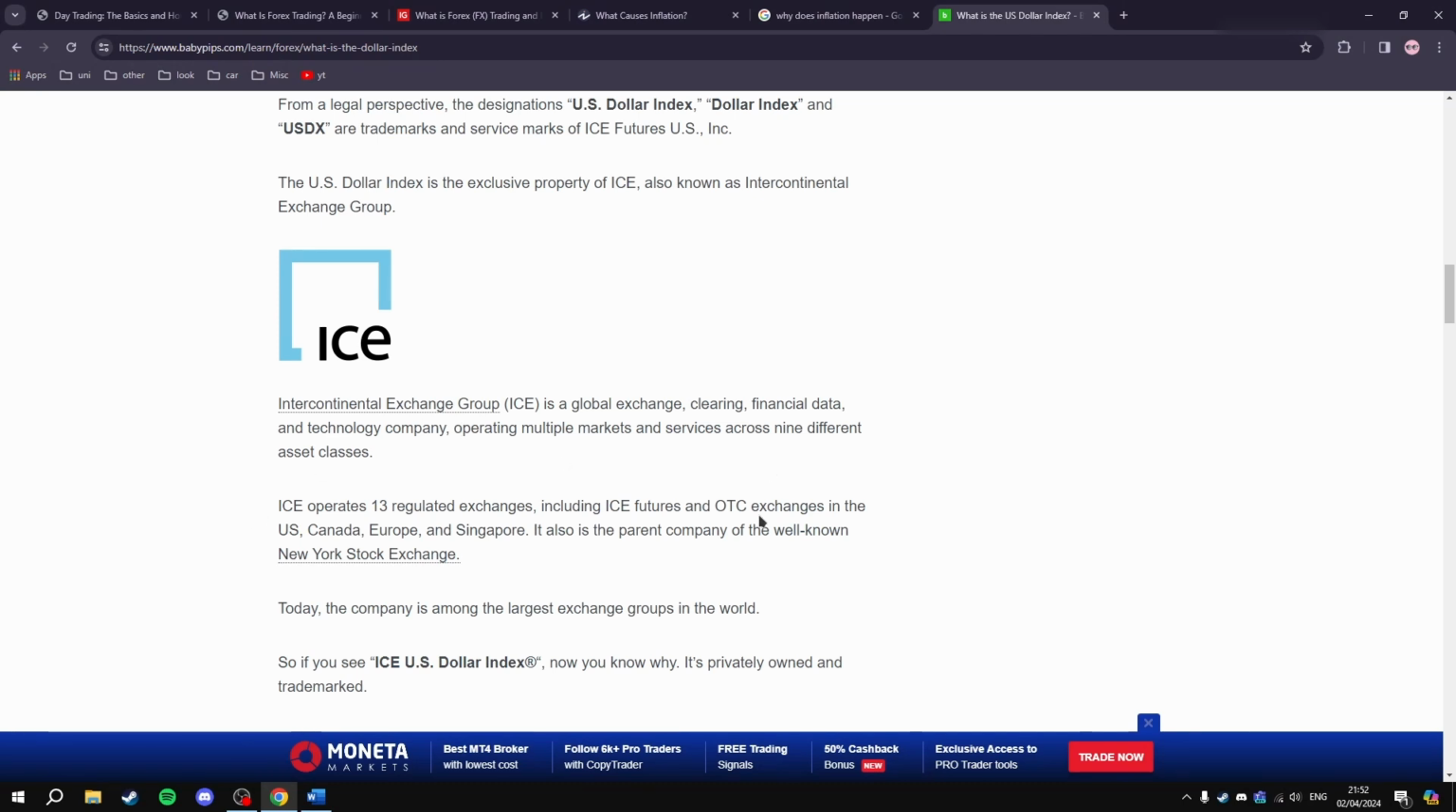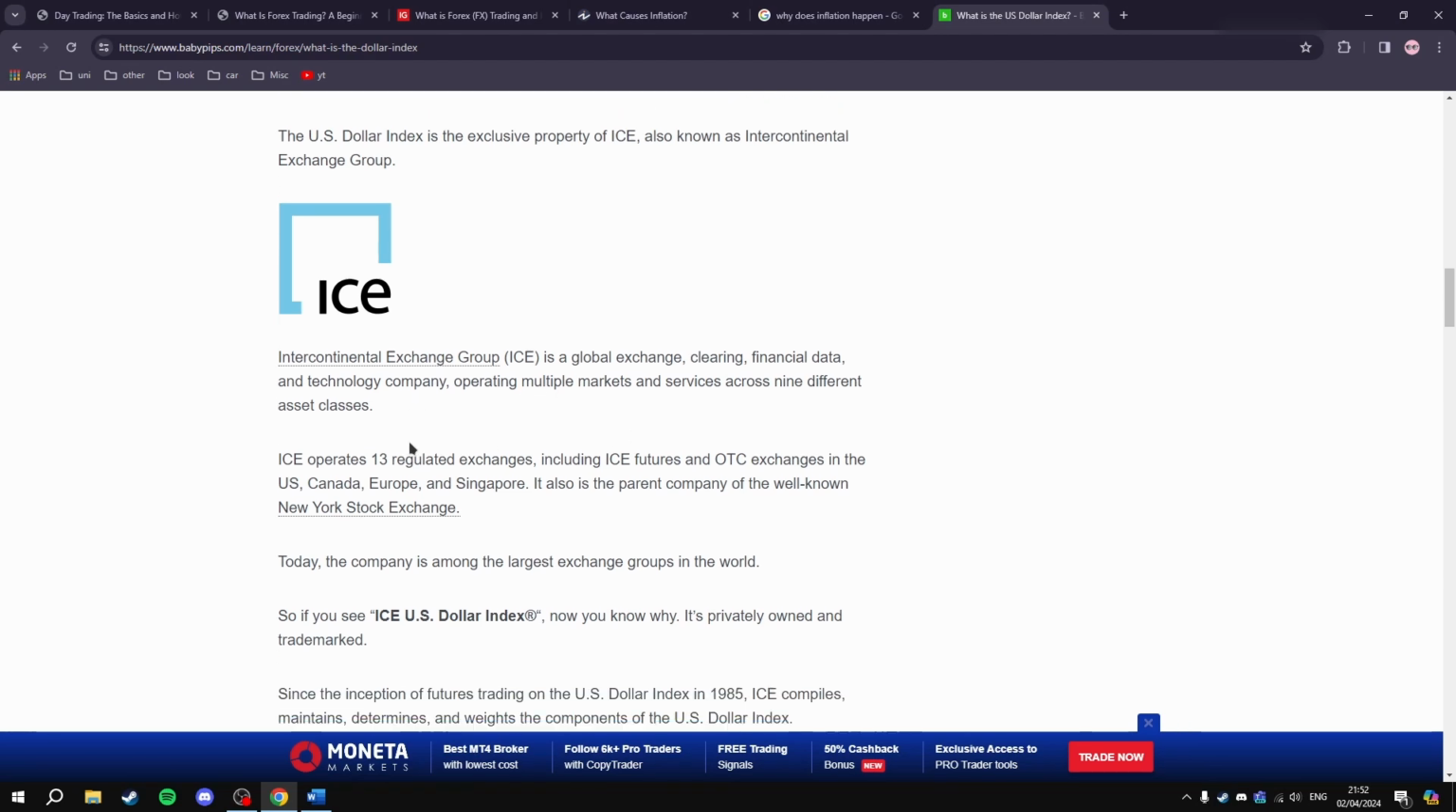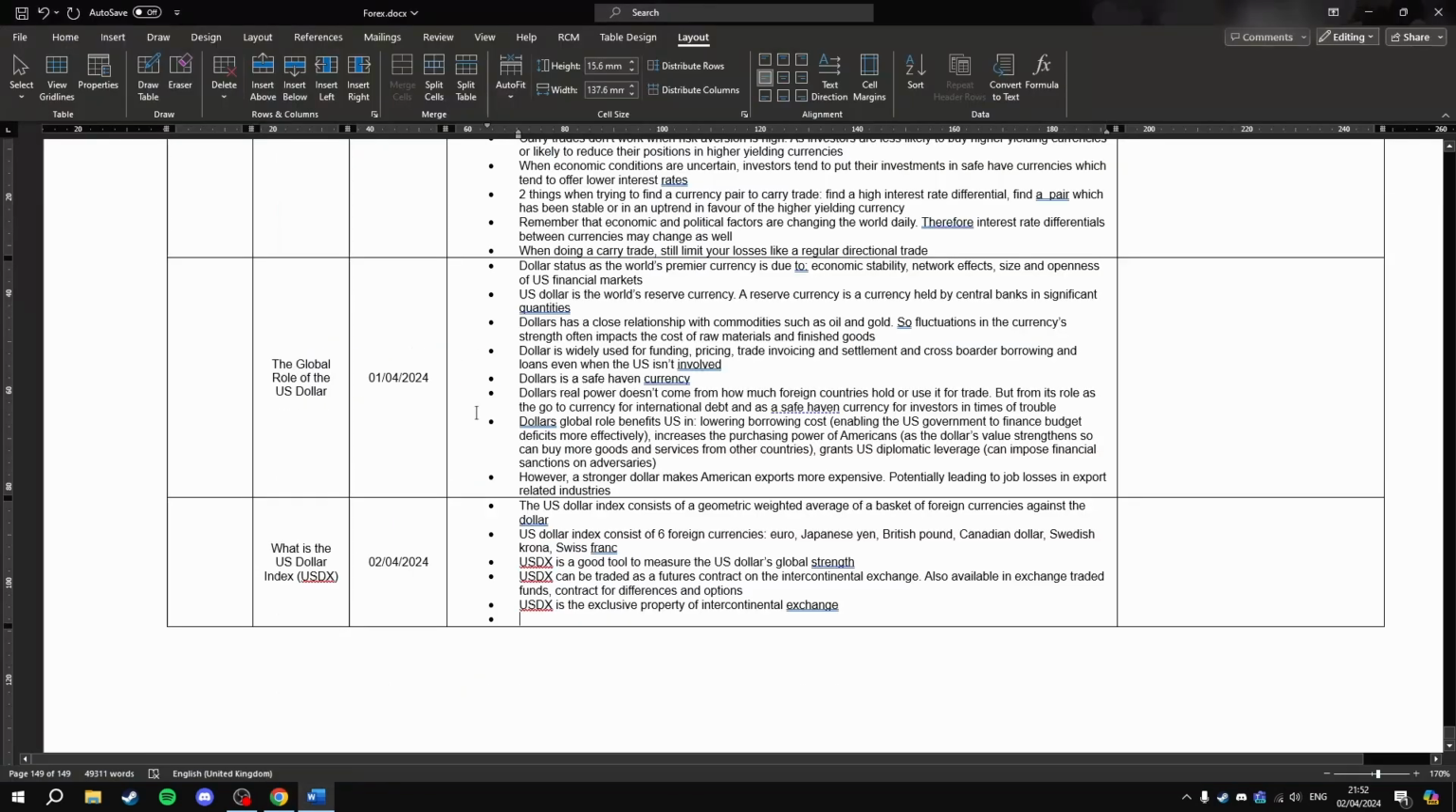Intercontinental Exchange Group is a global exchange, clearing, financial data and technology company operating multiple markets and services across 9 different asset classes. Right, okay.